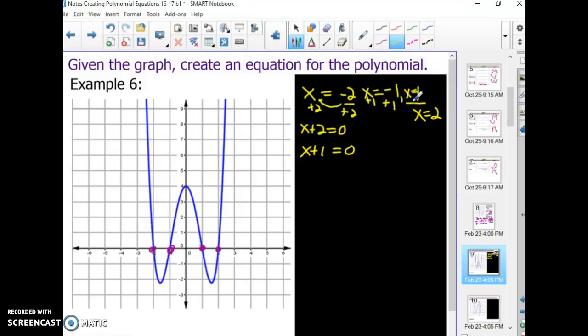I want to get that back into it, so I'm going to minus 1 from both sides. So I get X minus 1 is equal to 0. On this one, minus 2 from both sides, so I'm going to get X minus 2 is equal to 0. So let's write our first equation.